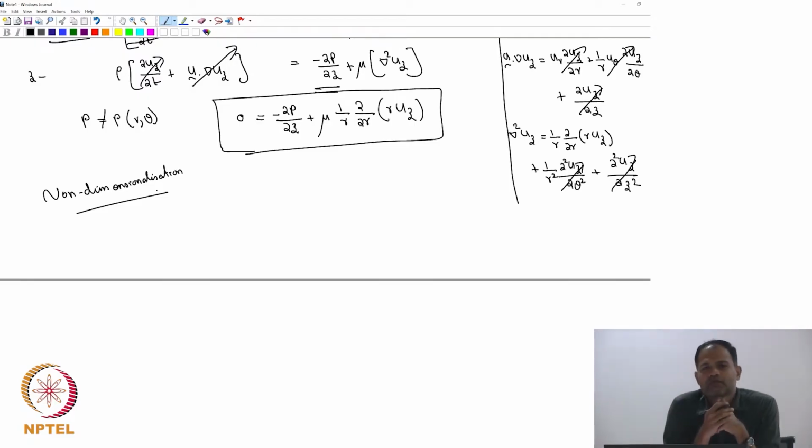So, what is meant by non-dimensionalization? You are going to make all the variables non-dimensional. For example, what is the dimension of velocity? It is just length per time. You now want to make it a non-dimensional quantity. That means you get rid of the units from that. That is what is meant by non-dimensionalization. So, we will actually non-dimensionalize each term.